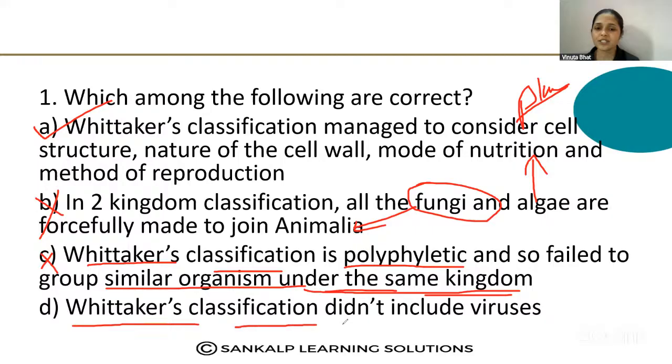Whitaker's classification didn't include virus. Yes, Whitaker's classification didn't include the virus, because virus is non-cellular, which is living only when it is present in the living organism's body. So option D is the correct statement. So here option A and D are the correct statements. So you have to choose the correct one, that is option A and D.